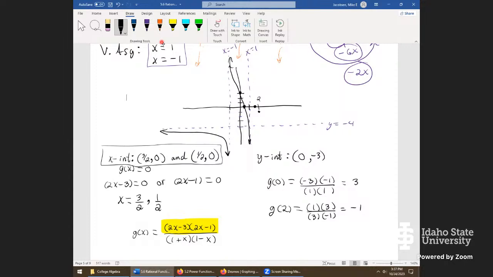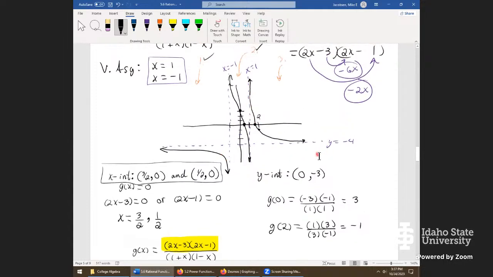At this stage, I'd say we have enough visual evidence to conclude the graph should look like this. Comes through, approaches y equals negative 4 to the right, approaches the vertical asymptote x equals positive 1 coming in from the left. So finally, that's our entire curve here. Came in 3 different segments.